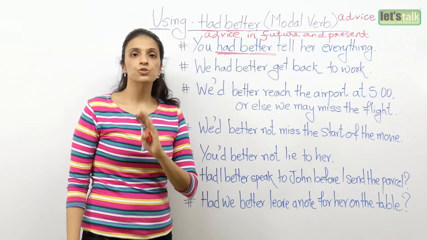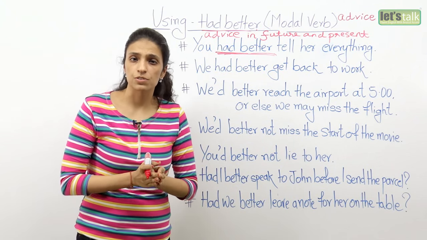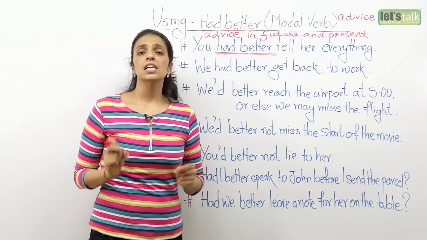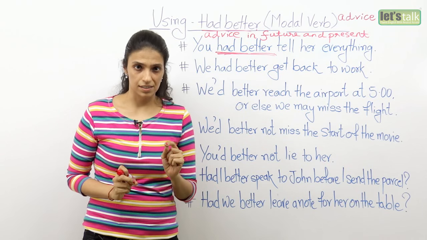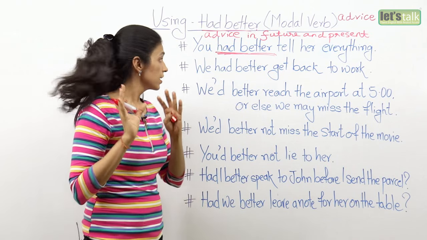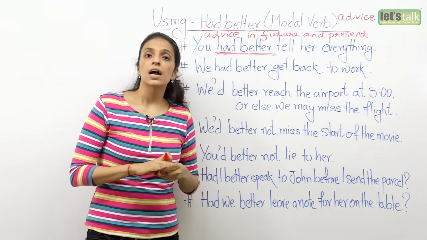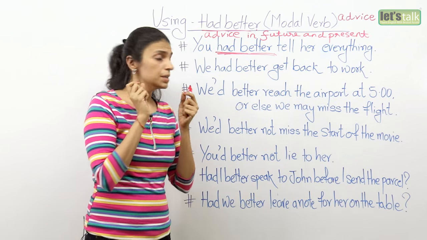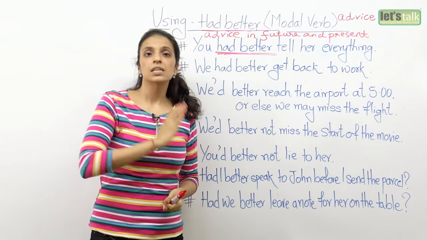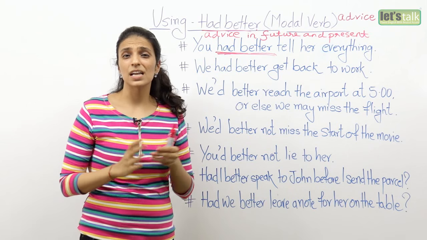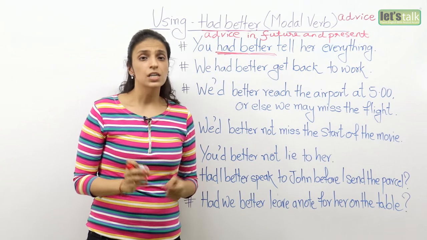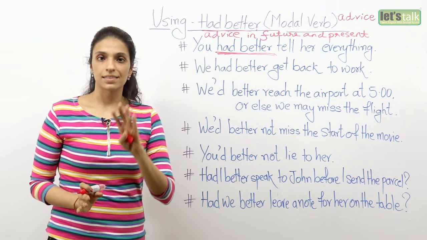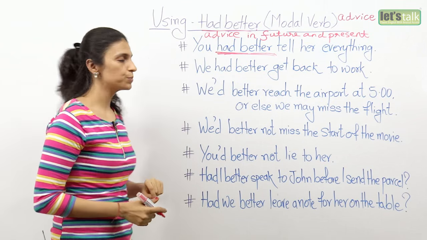Okay, so remember you use had better in particular situations, not in general situations, okay? So for example, if I want to give you a general advice, I would say you should brush your teeth twice a day. That's a general suggestion. I cannot say you had better brush your teeth twice a day. I will use had better in particular situations, something very particular where I'm telling you if you don't do this, there is going to be a negative impact or the outcome is not going to be really favorable, okay? So when you talk about particular situations, you want to give an advice or suggestion, then use had better as a modal verb, okay?